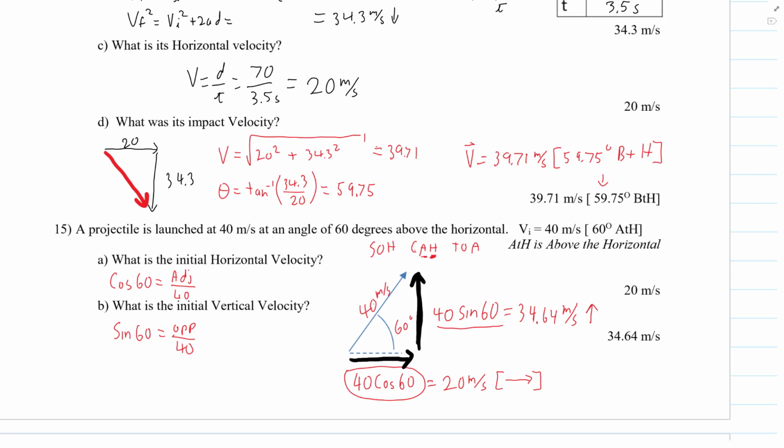And now let's try it. We're probably going to be launching projectiles at angles now and this is where it starts getting a little screwy.